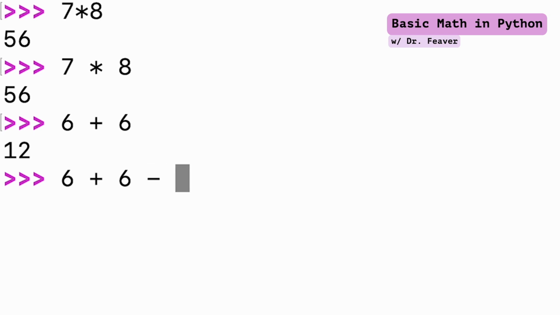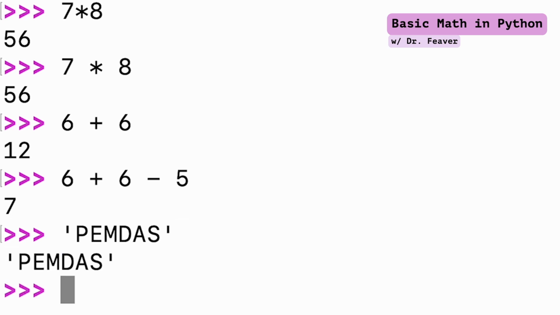So for example, I could do 6 plus 6 minus 5 all in one line. It'll, of course, add 6 plus 6, which is 12, and then subtract 5. And you should remember, maybe you didn't use this acronym, but the order of operations. Again, putting it in quotes just so it doesn't give me an error.